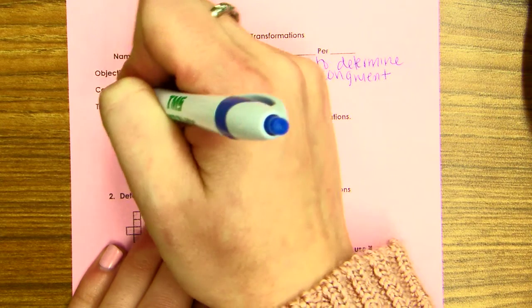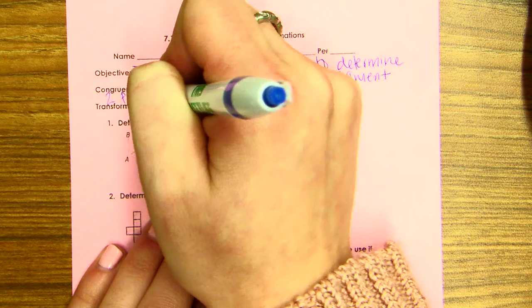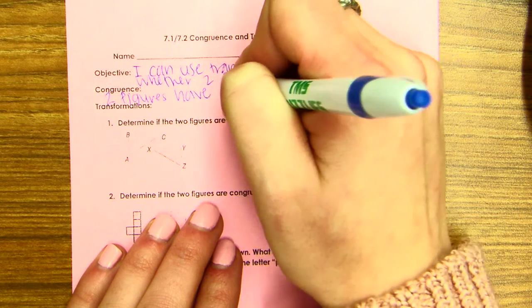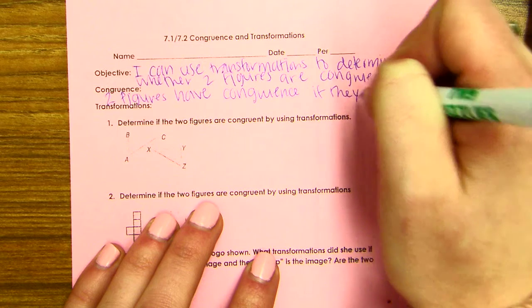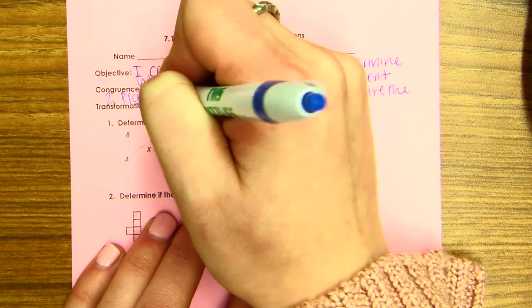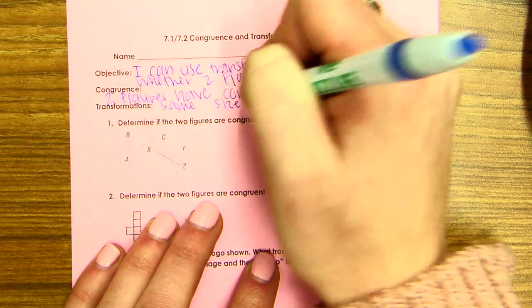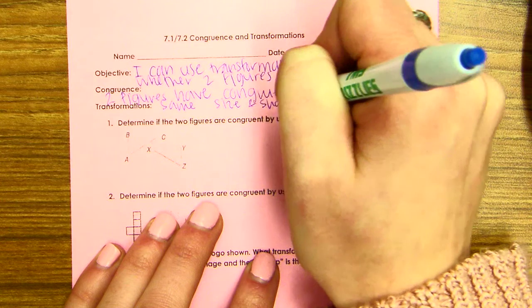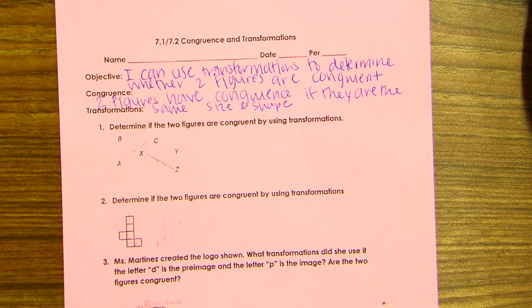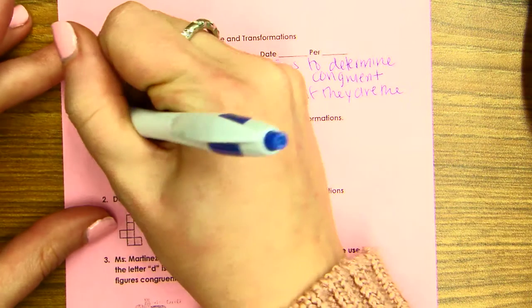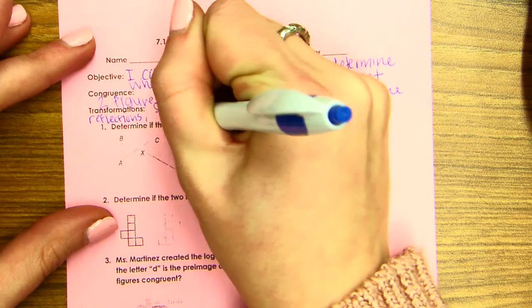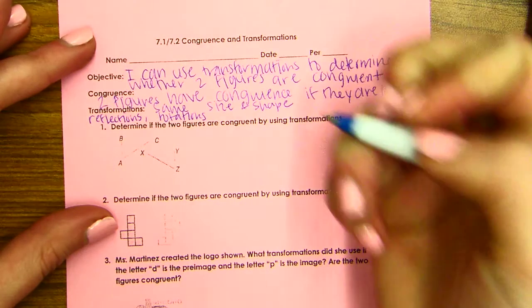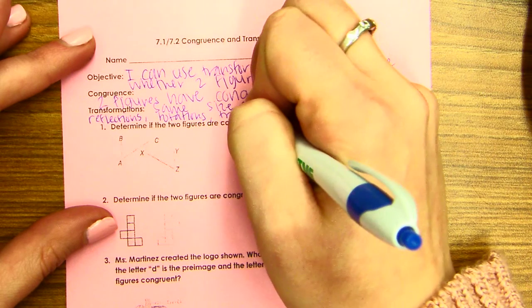So two figures have congruence if they are the same size and same shape. Okay, and then transformations is what we've done in the beginning of this whole chapter. So we have learned three transformations. We have learned reflections, we have learned rotations, and the first one we learned was translations.